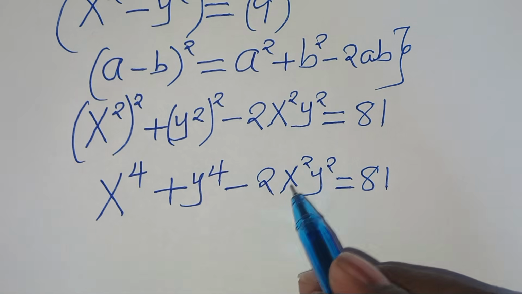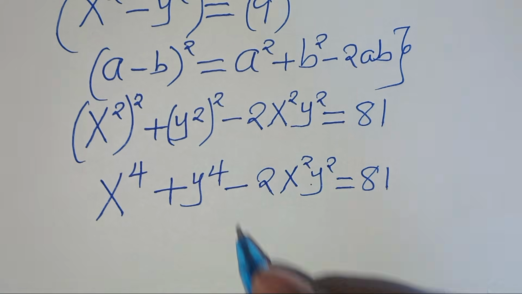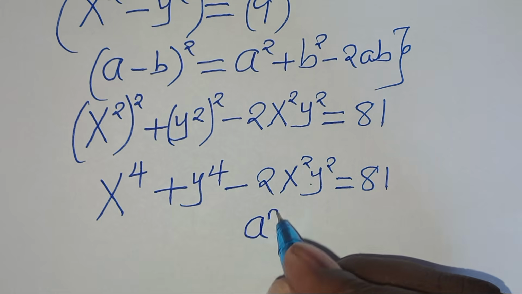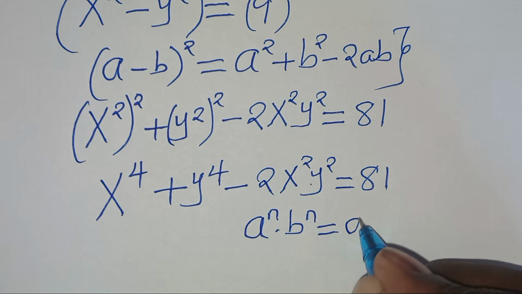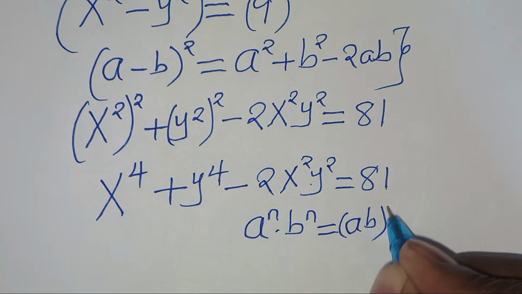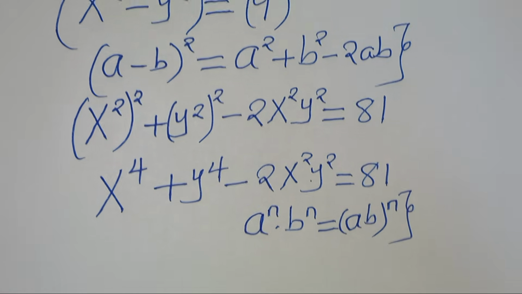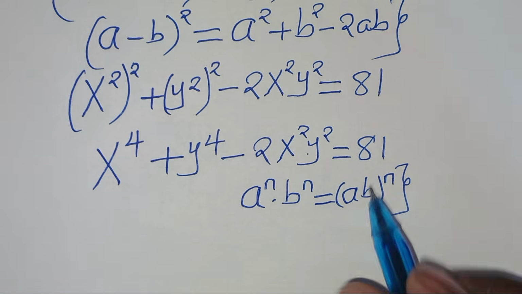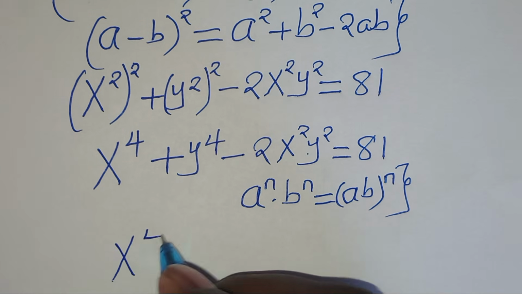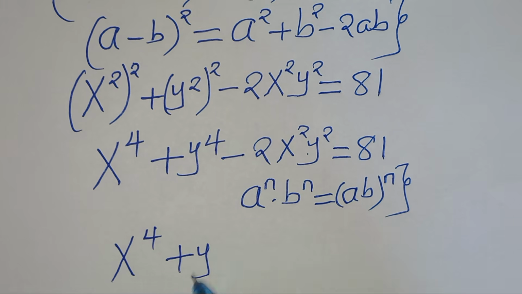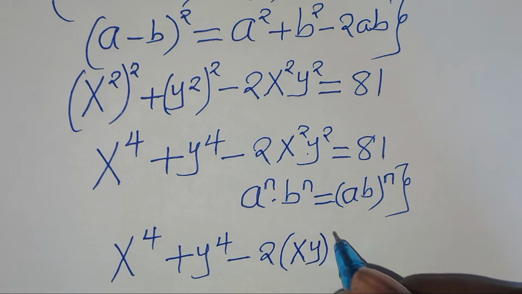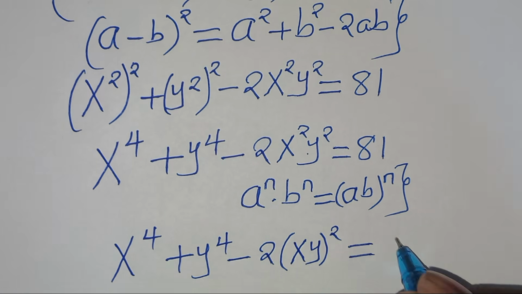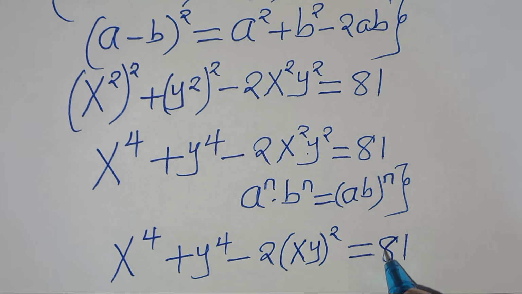So we have that x squared multiplied by y squared is in the form of a to the power of n times b to the power of n, which we can express as (a times b) raised to the power of n. Applying this property, we have x to the power of 4 plus y to the power of 4 subtract 2 multiplied by (xy) raised to the power of 2. This is equal to 81.